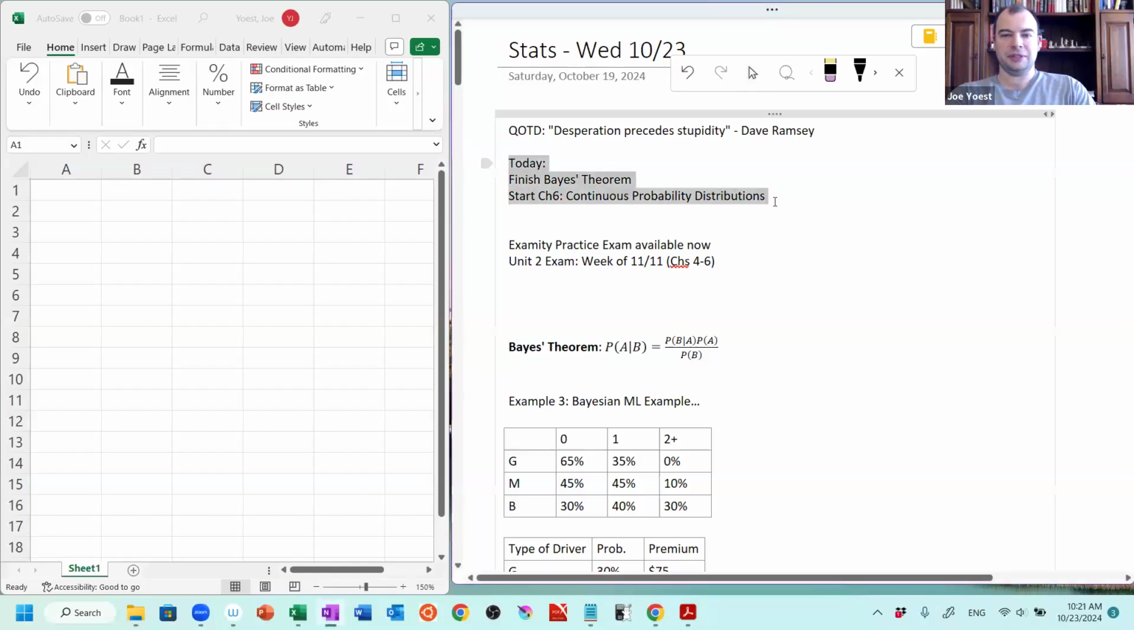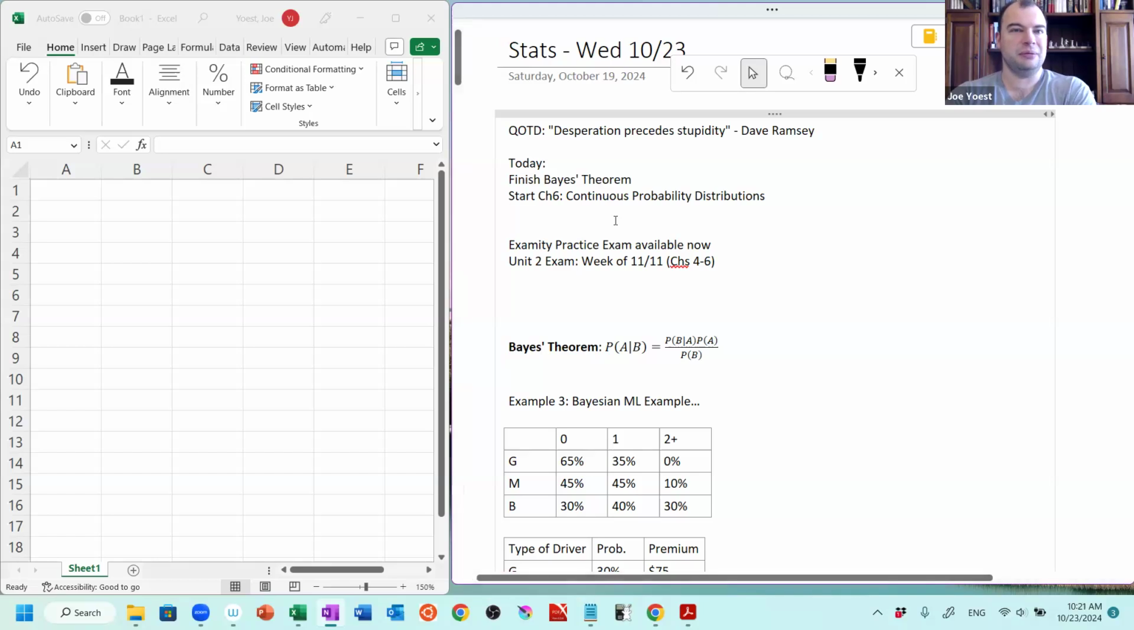Okay, so the plan for today is to finish Bayes' theorem. We have one last example to do in there, and then start chapter 6 on continuous probability distributions. So we have a few supplements on Bayes' theorem in the supplemental materials folder, and also I opened up a chapter 6 supplemental materials folder with some supplemental problems.